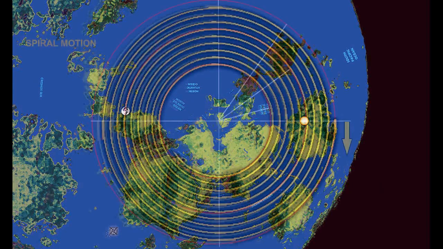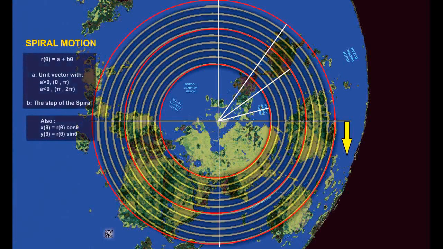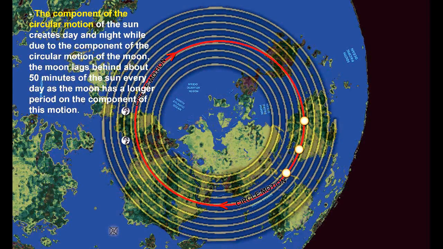A complex motion results from the sum of two or more individual motions. In our case, we have a circular motion and a simple harmonic oscillation. The equations describing the individual motions, as well as the resulting complex spiral motion, are shown below. The motions of the Sun and the Moon are complex motions and are created by the sum of the individual motions. The component of the circular motion of the Sun creates day and night, while due to the component of the circular motion of the Moon, it lags behind the Sun about 50 minutes every day, as the Moon has a longer period for this component of motion.